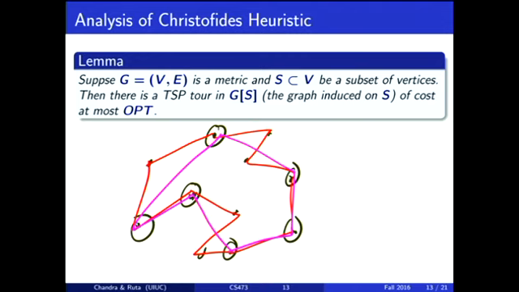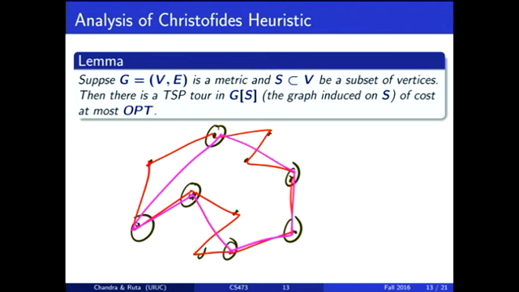Remember, we computed a spanning tree on the graph originally, and we looked at the odd degree vertices, right? So think of these circled points as the odd degree vertices of the spanning tree. I want to prove to you that there is a matching on them of cost no more than opt over 2, right?